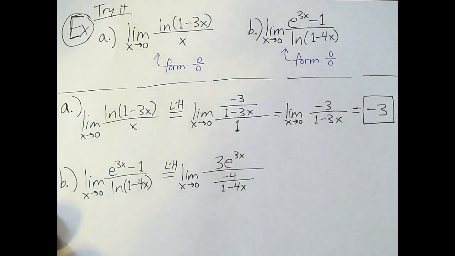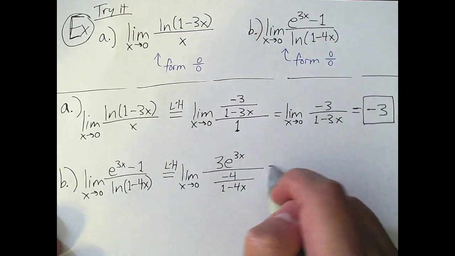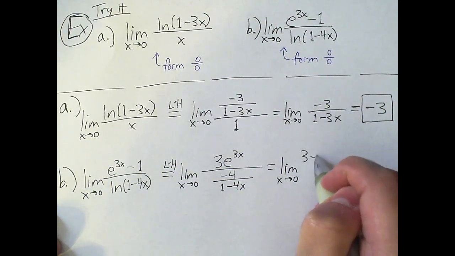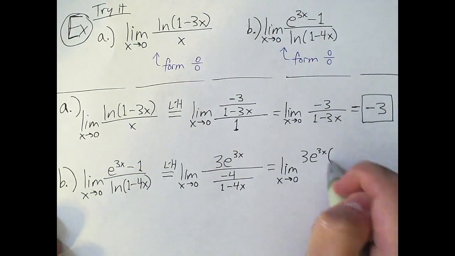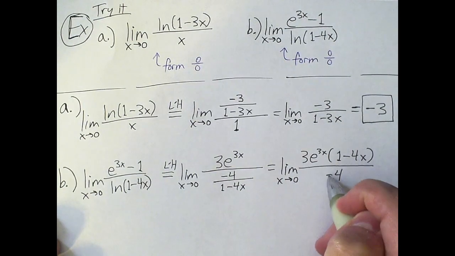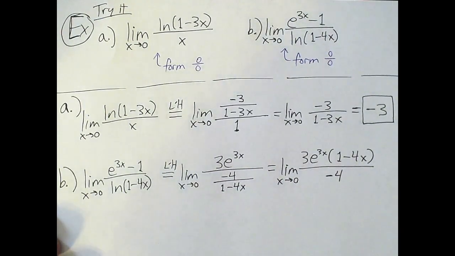You know, every time I get a fraction inside a fraction, I always try to do something about that. So let's rewrite this as 3e to the 3x times (1 minus 4x) over -4. That's better. It equals the same thing. It's just a nicer form.